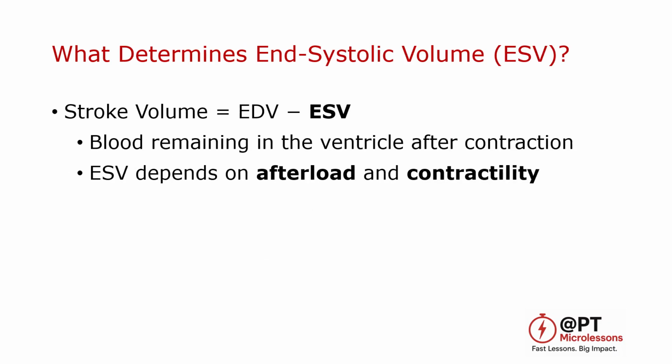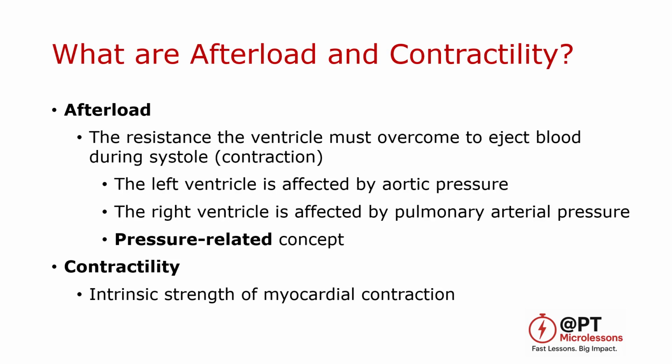Now let's look at end-systolic volume. End-systolic volume is the amount of blood remaining in the ventricle after it contracts. Unlike end-diastolic volume, which depends on preload, end-systolic volume is primarily influenced by afterload and contractility. Together, these factors determine how much blood remains in the ventricle after systole, and ultimately influence stroke volume. Let's take a closer look at the factors that determine end-systolic volume.